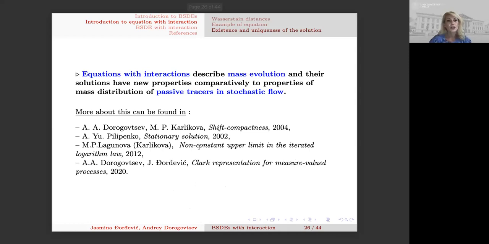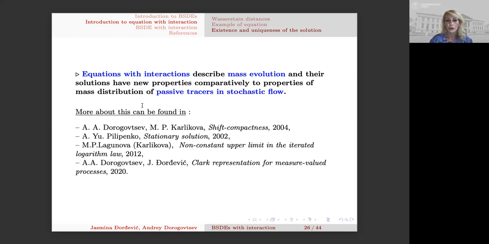One more thing which is important to emphasize is that those equations with interaction describe mass evolution, and their solution has an advantage compared to the passive trajectories which are observed in stochastic flow theory. More about this can be found in the papers which I mentioned here by Dorogovtsev, Karlikova, Professor Pilipenko, and myself.